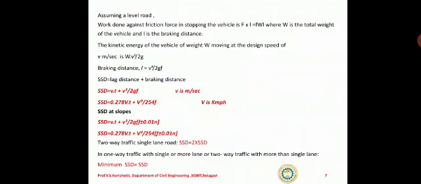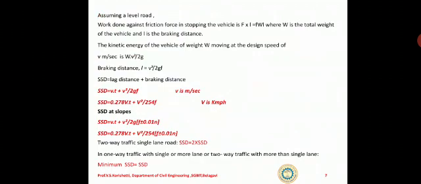Similarly, if I am going to measure SSD at slope conditions, then the formula tends to be SSD equal to Vt plus V square by 2g (f plus or minus 0.01 N). Here N is the slope, either ascending or descending. Based on that, you will be using plus or minus. Similarly, if V is measured in kmph, SSD equal to 0.278 Vt plus V square by 254 (f plus or minus 0.01 N).